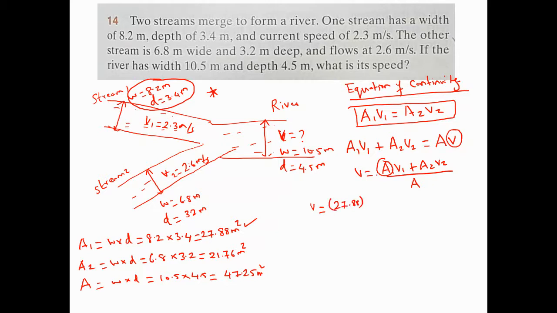27.88 multiplied by my speed of the first stream. What is my speed of the first stream? It is 2.3, plus my area of the second stream, 21.76, multiplied by my speed of the second stream, 2.6, divided by my area of the river, 47.25. When you work it out with your calculator, you will get the answer of 2.55 meters per second.